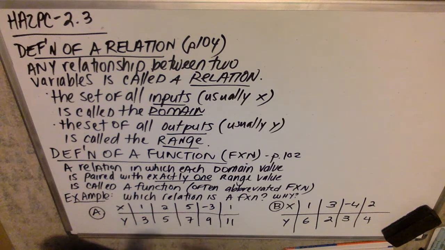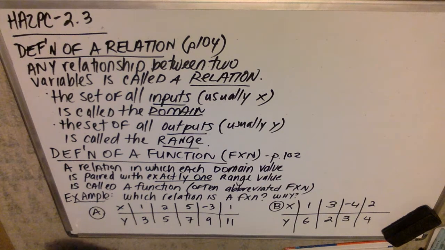So the set of all inputs, which is usually the x value, but sometimes it's t or some other letter, but usually it's x, is called the domain, and that's going to be a word that comes up a lot for us. The set of all outputs, which is usually y, but not always, is going to be called the range. So let's now talk about the definition of a function.